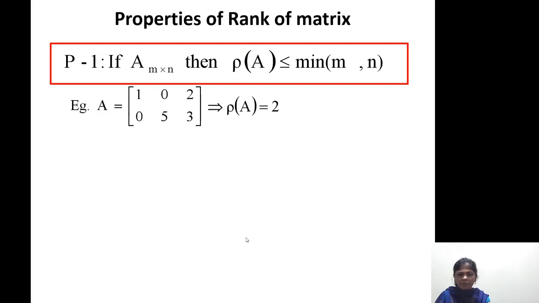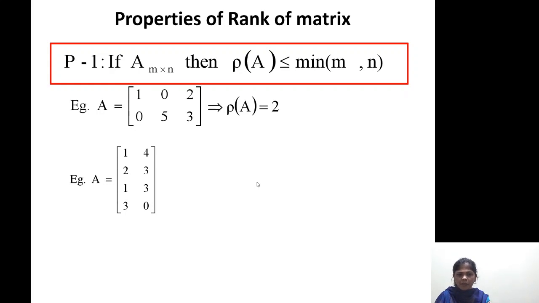Here we find that it is an upper triangular matrix. The rank is nothing but 2. If I relate it with the property, here we find the number of rows is 2, whereas columns is 3. So the minimum of 2 and 3 is 2. Hence the rank must be less than or equal to 2, which I am getting here. Hence the property gets satisfied.